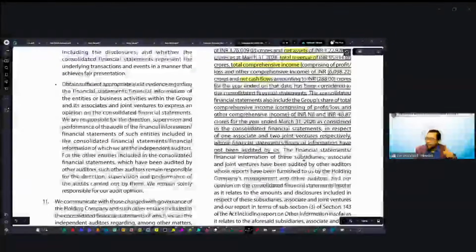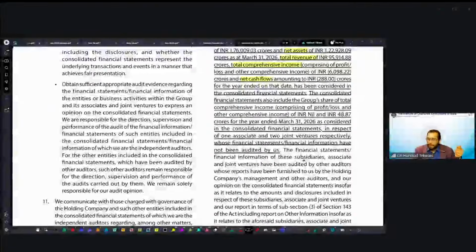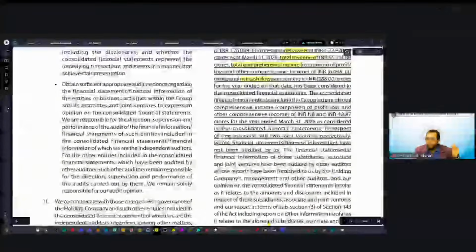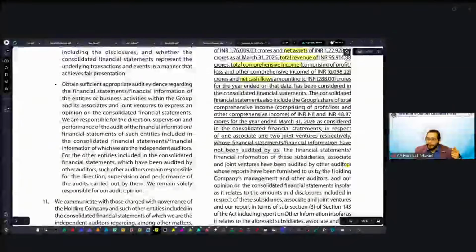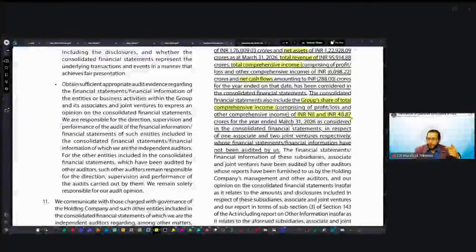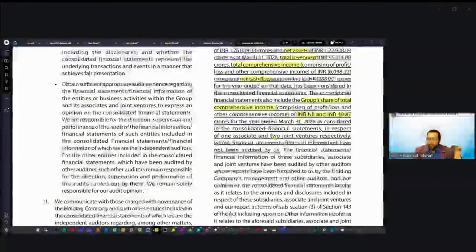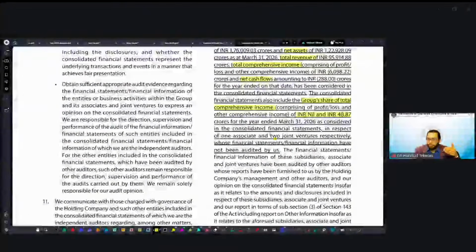See, for the associates, we do not add line by line. Okay, we might consolidate in a different way. So for that, we say that the group share of total comprehensive income of this and this INR for the year ended 31st March is included in the consolidated financial statement, which is in respect of one associate and two joint ventures, which is not audited by us. Remember, this is very important. Not audited by us. Okay.